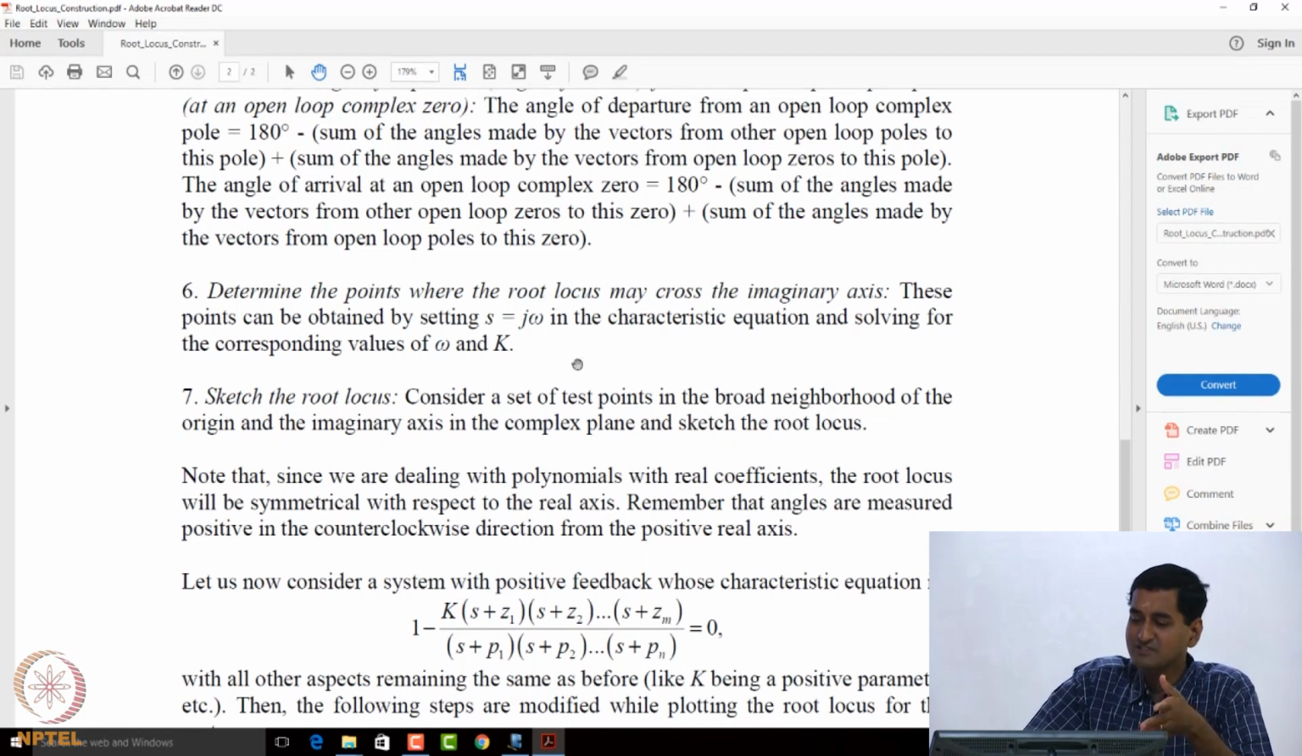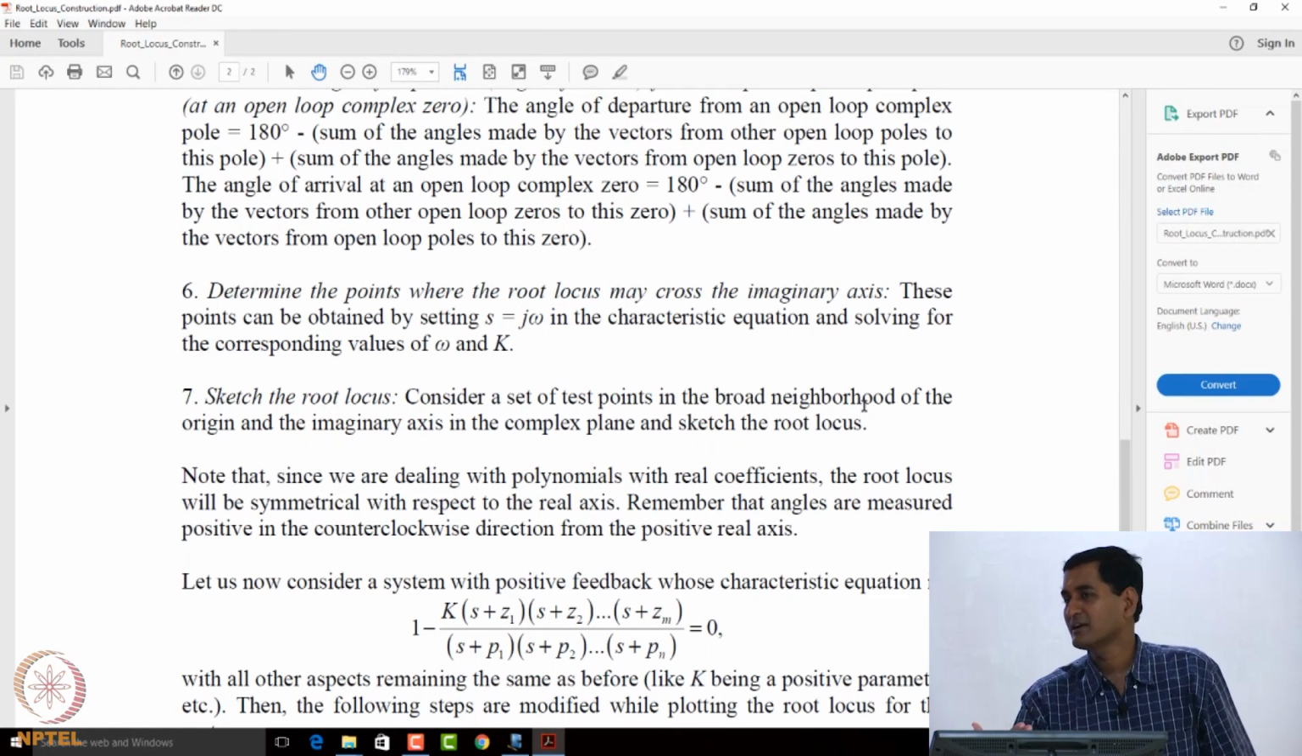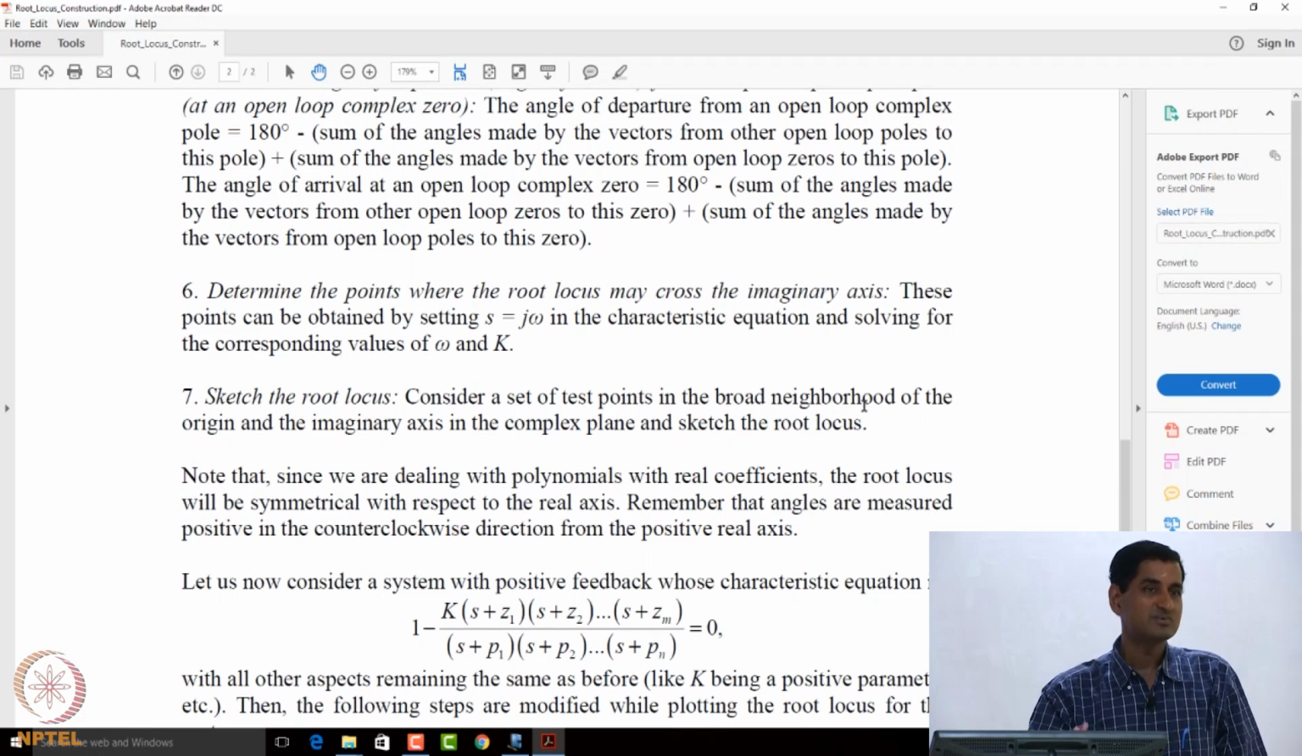The final step is to essentially consider a set of test points in the broad neighborhood of the origin and the imaginary axis in the complex plane and sketch the root locus, which is not very tractable or easy to do by hand. If you use software like MATLAB, you can pretty easily get the actual root locus, but here we will just use steps 1 to 6 to plot the root locus.